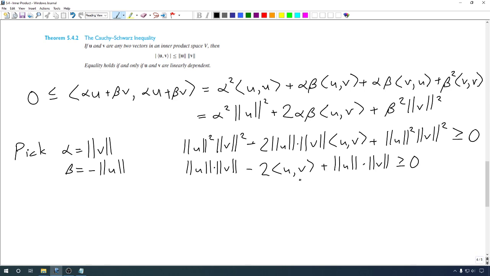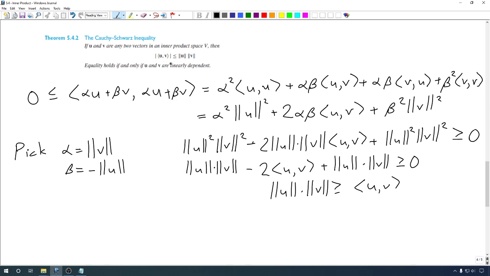Okay, so we've got this thing now. And what does this mean? Well, if I move the inner product of u and v to this side, and I combine the norm of u times the norm of v, that happens twice, and then divide out that 2 because it wasn't really too important, we have that the norm of u times the norm of v is bigger than or equal to the inner product of u and v.